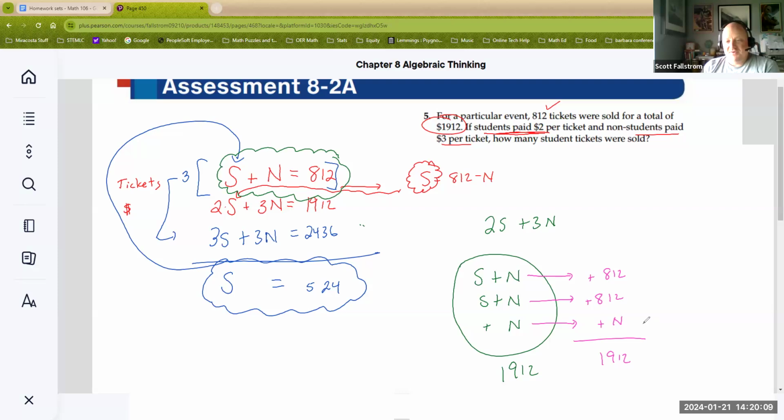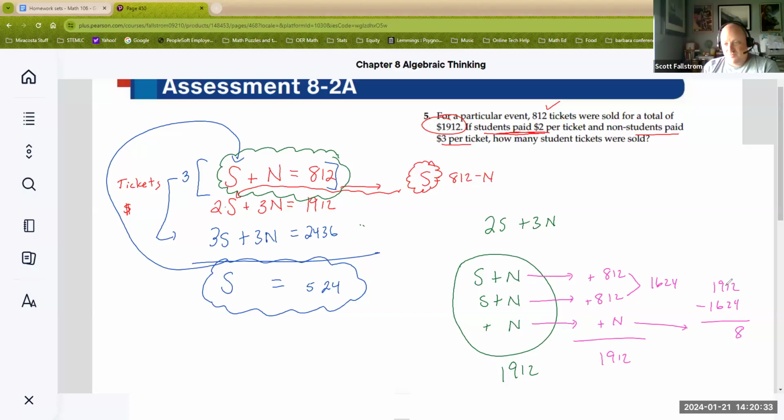Okay, so now what do? 1812 and 1812 turns out to be 1624, right? 1624 plus n gets me to 1912. So you could actually say, well, then 1912 minus 1624 has got to be n itself. And that gives me an 8.